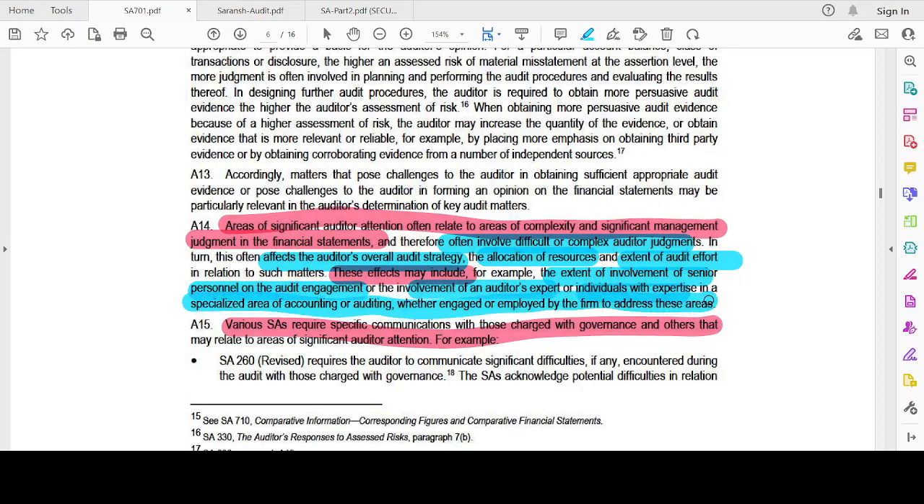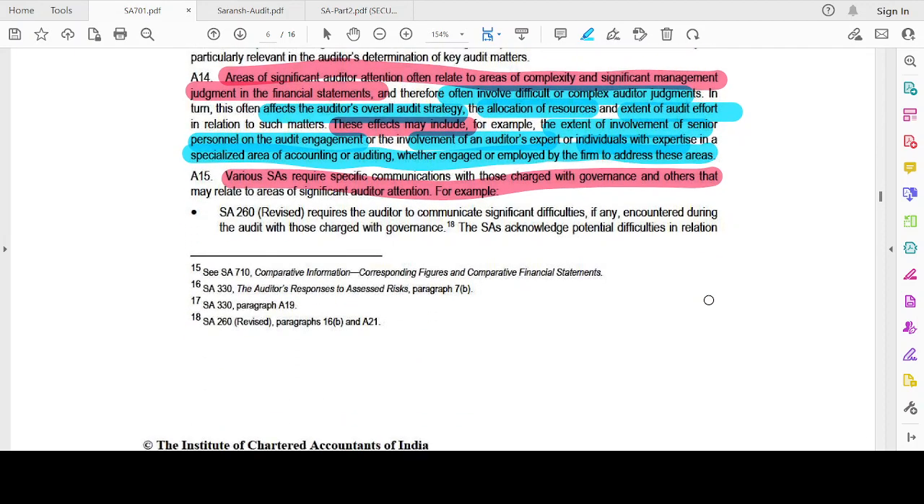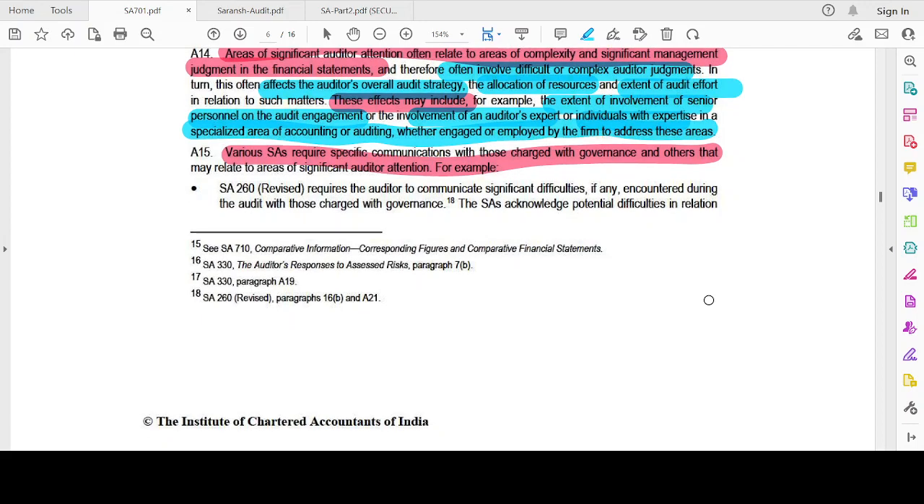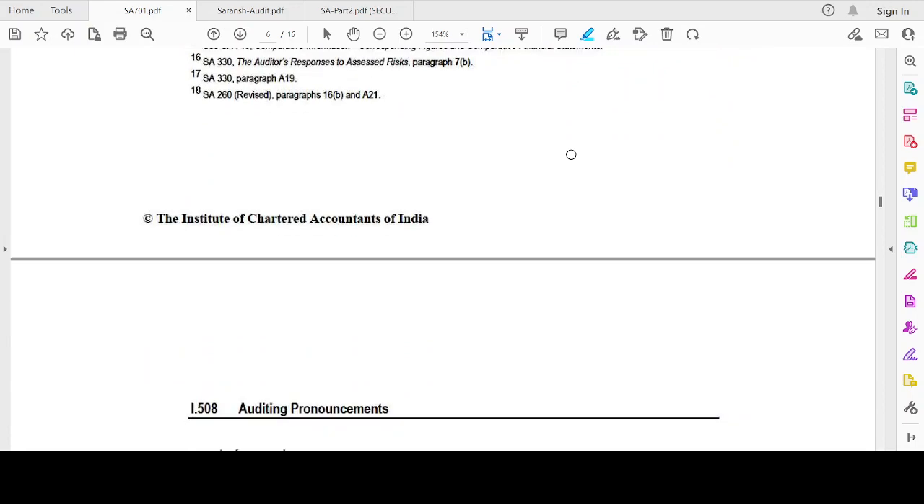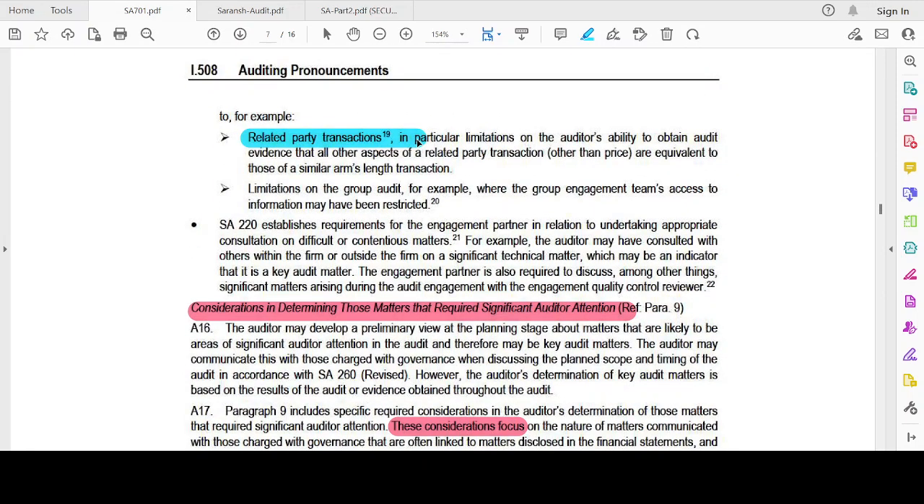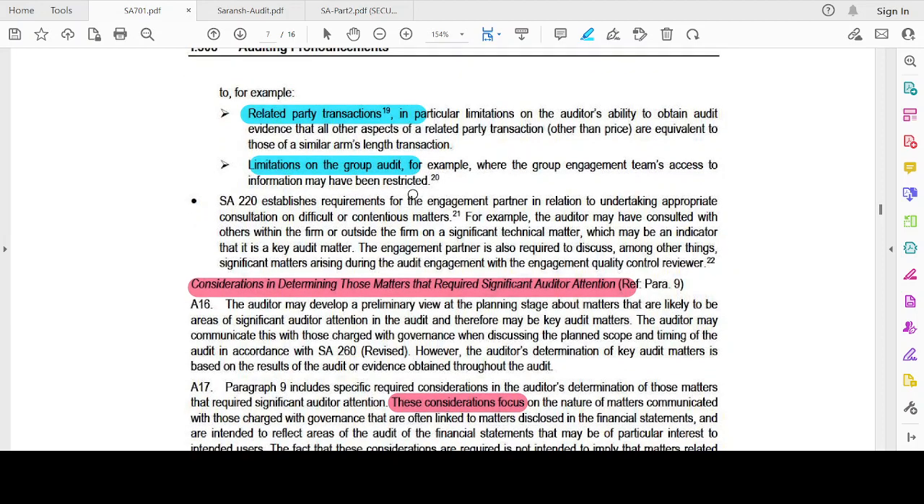Significant auditor's attention areas would include those areas where people with specific expertise would be employed to oversee those areas. Whereas SAs require specific communication with those charged with governance, another that may relate to significant auditor's attention. For example, SA 260 requires communication of significant difficulties, right? That could be an area of significant auditor's attention, as could related party transactions or limitations on the group audit. Okay, SA 220 requires the engagement partner to undertake appropriate consultation on difficult or contentious matters. For example, the auditor may have consulted with others in the firm or outside the firm on a significant technical matter, which may be an indicator that it is a key audit matter. Significant technical matter, that is a very high value technical matter.